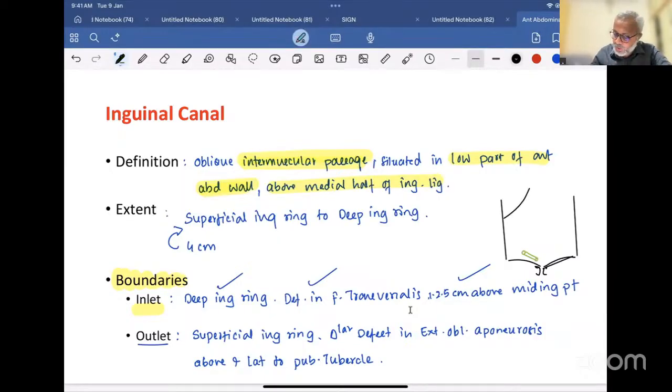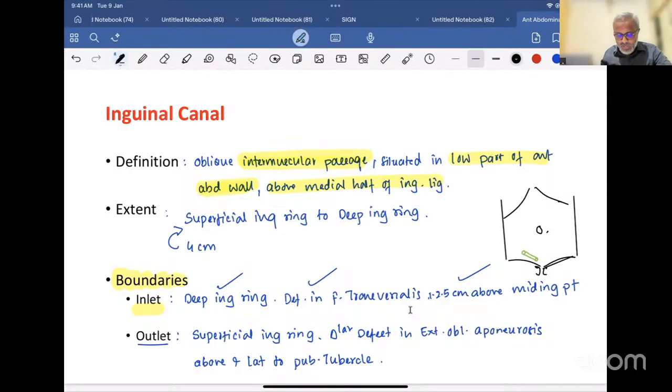Show the costal margin to show that we are showing the anterior abdominal wall. This simple diagram itself is enough to show the extent of the inguinal canal, also the inlet and the outlet. Just label it. Right? Are we clear?